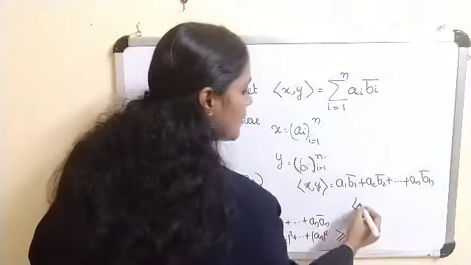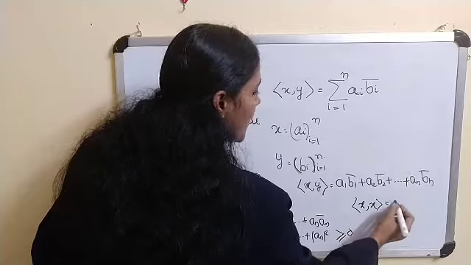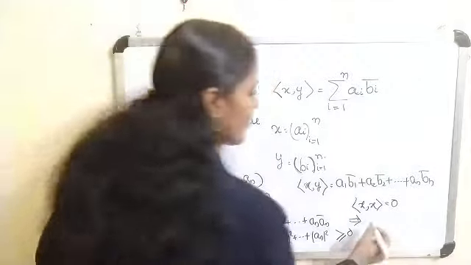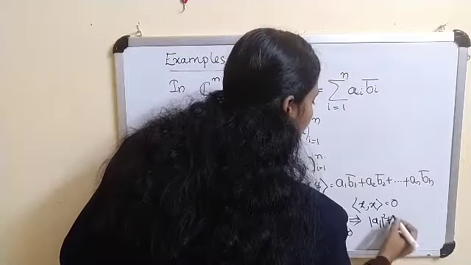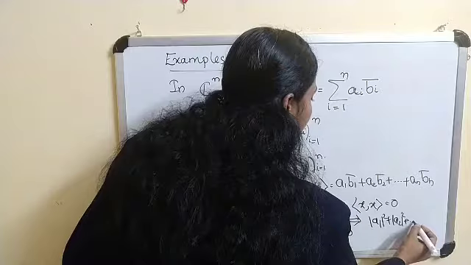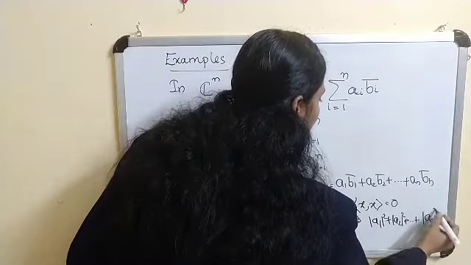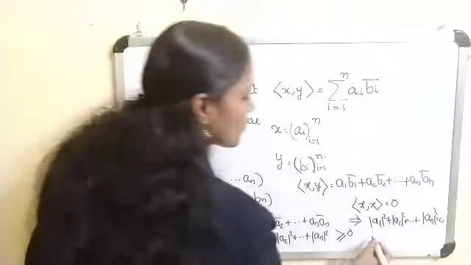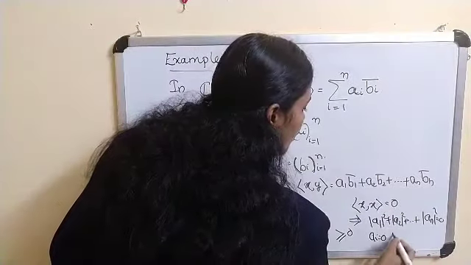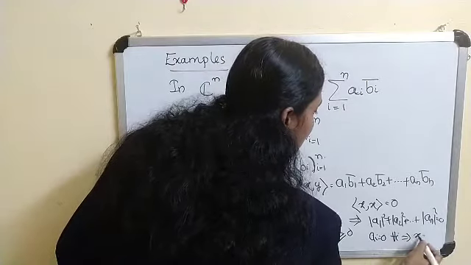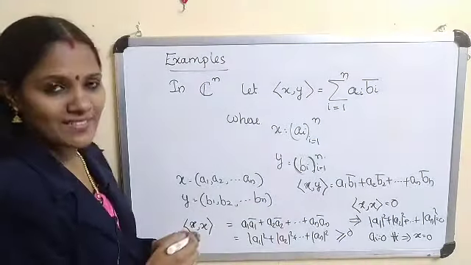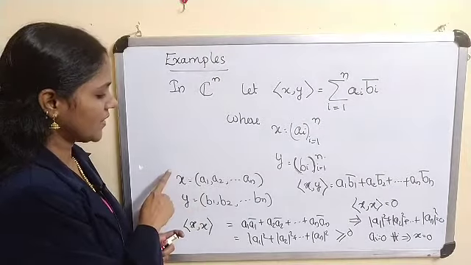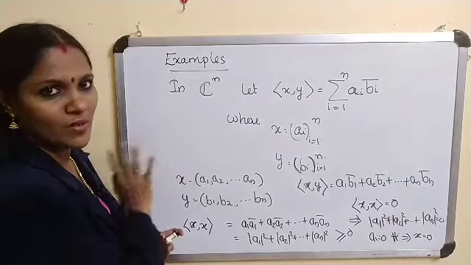Now what about the inner product of x with x equal to 0? Inner product of x with x equal to 0 implies this sum is equal to 0. Mod a1 square plus mod a2 square plus etc. plus mod an square equal to 0. This is a sum of positive terms. Each term is positive. Sum equal to 0 implies ai equal to 0 for every i, which implies x is equal to 0. Therefore inner product of x with x equal to 0 implies x is equal to 0. So I am giving checking the linearity property and conjugation property as homework.